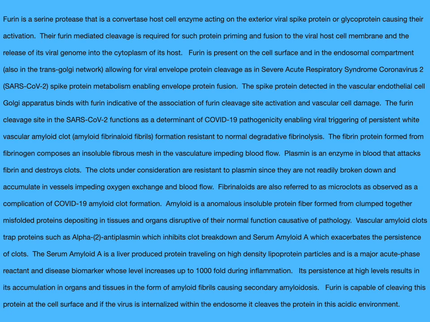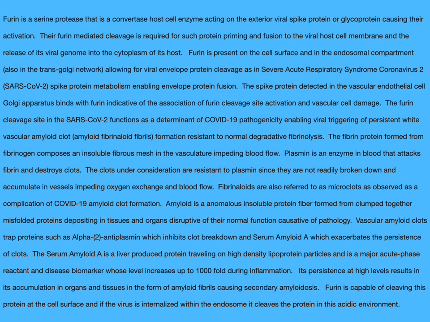Plasmin is an enzyme in blood that attacks fibrin and destroys clots. The clots under consideration are resistant to plasmin since they are not readily broken down and accumulate in vessels, impeding oxygen exchange and blood flow. Fibrinaloids are also referred to as microclots, as observed as a complication of COVID-19 amyloid clot formation.